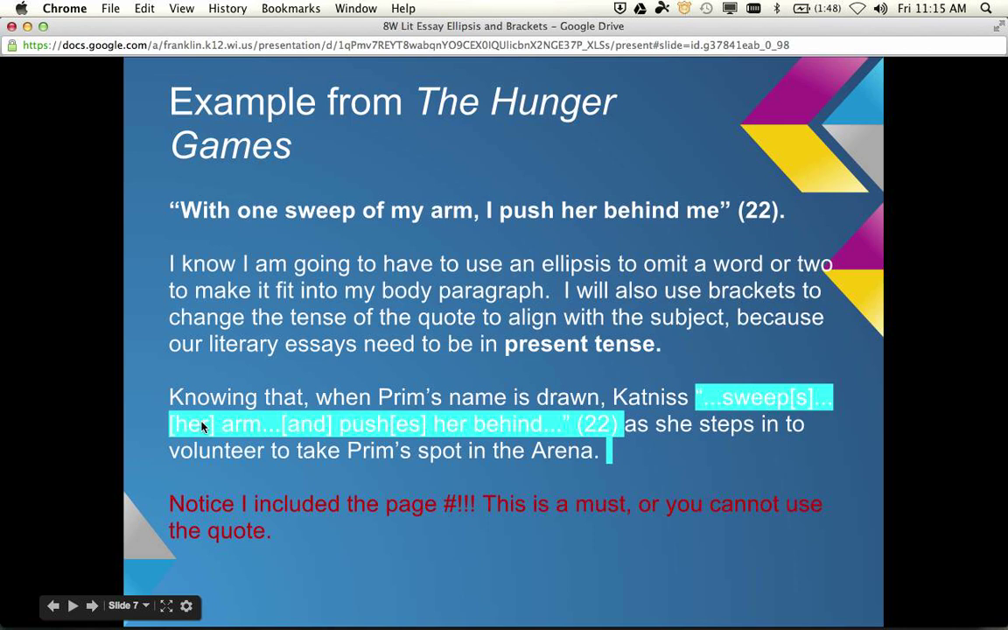Katniss sweeps her arm, ... I leave off the beginning, or the middle here, and I put in an "and," because otherwise it won't make sense. And then again, I need to change the verb tense. Pushes her behind, ... We left off the "me," so we put 3 dots. So that sounds like this: Katniss sweeps her arm and pushes her behind as she steps in to volunteer to take Prim's spot in the arena. Notice I include the page numbers. This is a must. You cannot use a quote if you don't have the page numbers.